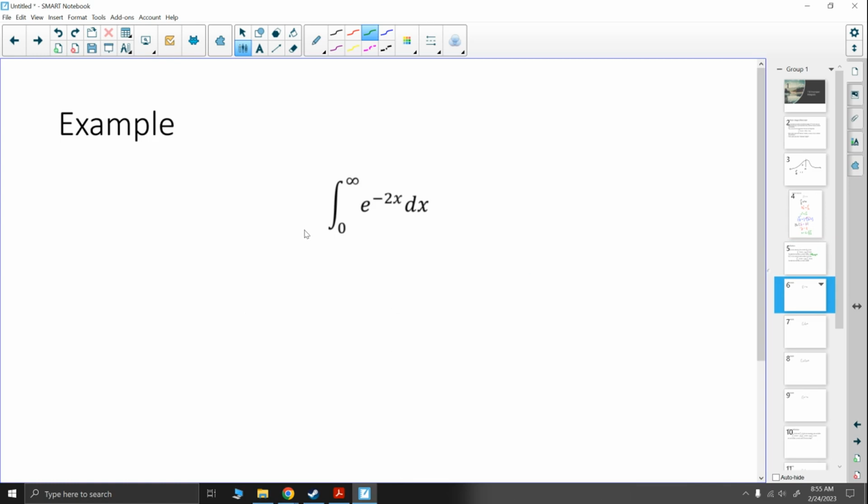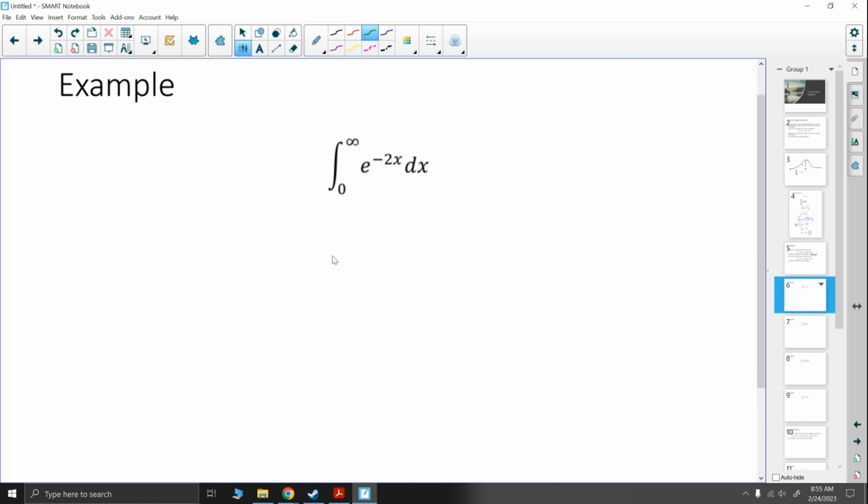So we'll take a look at another one. We have the integral from 0 to infinity of e to the negative 2x. Now again, e to the negative 2x looks something like this. So it does have a horizontal asymptote, but as a reminder, that doesn't necessarily mean that the improper integral will exist, but that's at least a good first step. So we're going to take the integral from 0 to t, and find the limit as t approaches infinity of e to the negative 2x dx.